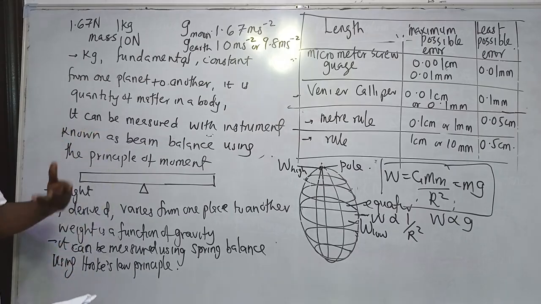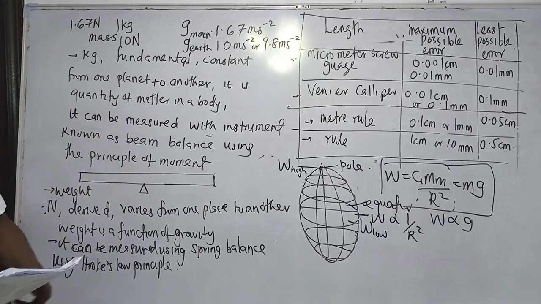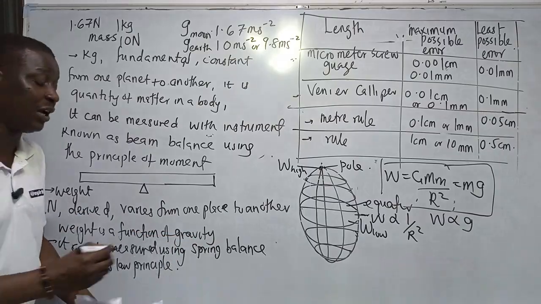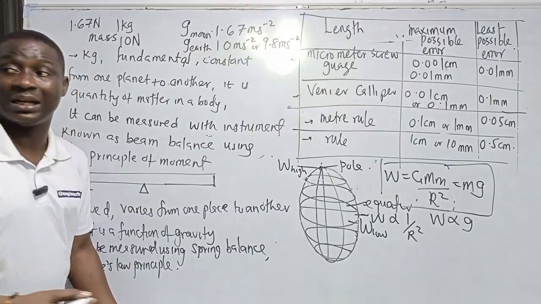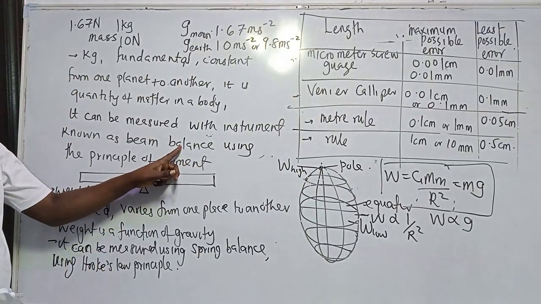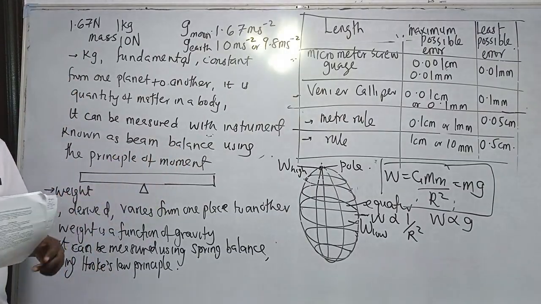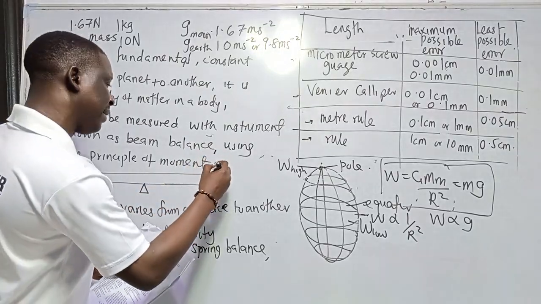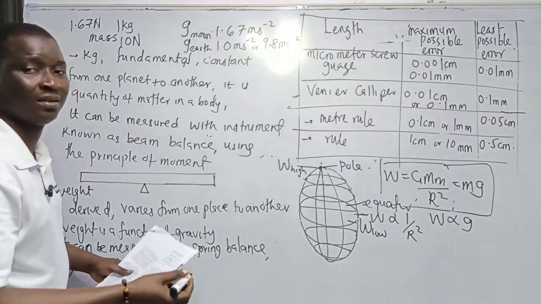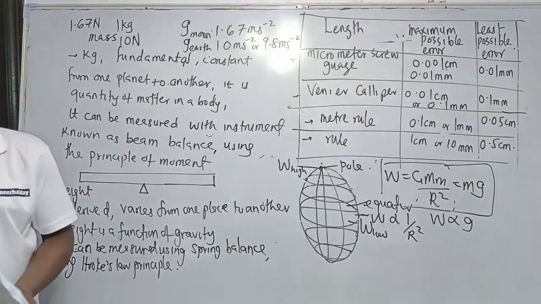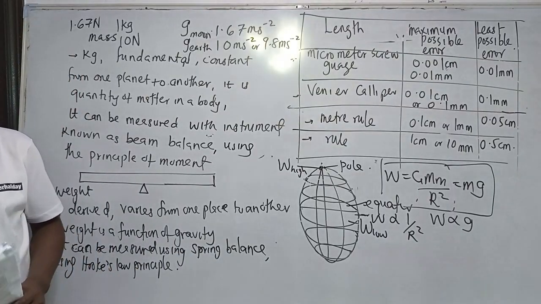We have other things you can see. Apart from spring balance, what other instrument can we use apart from beam balance? Chemical balance, lever balance. You can use butcher balance, and so on.